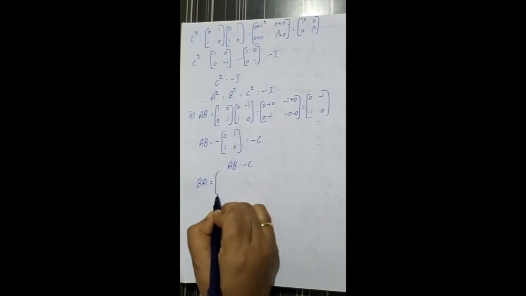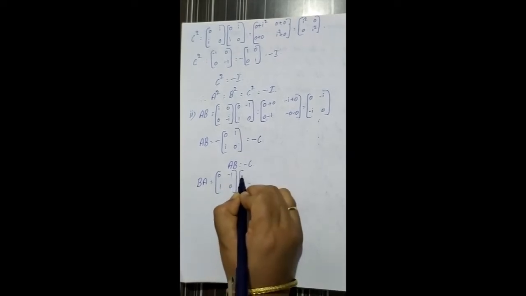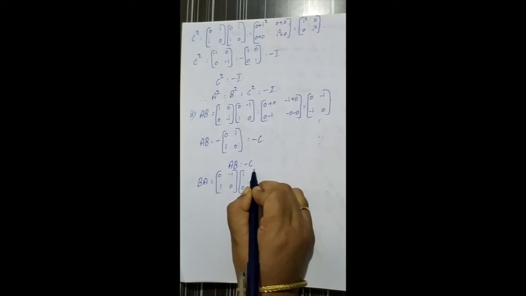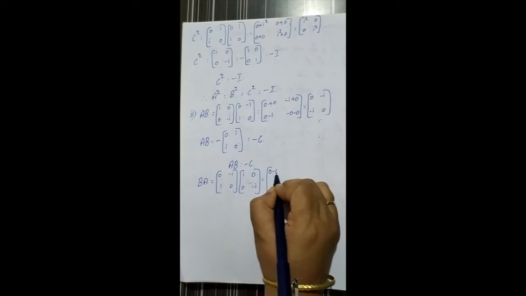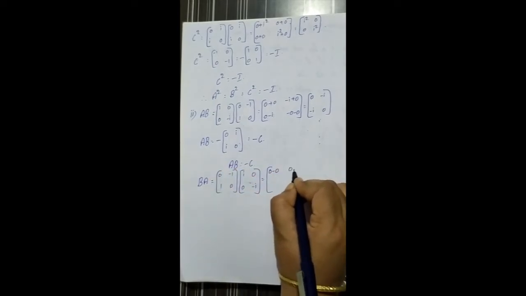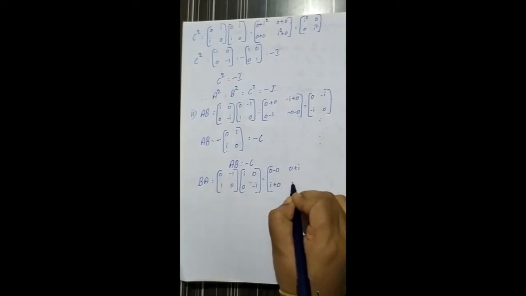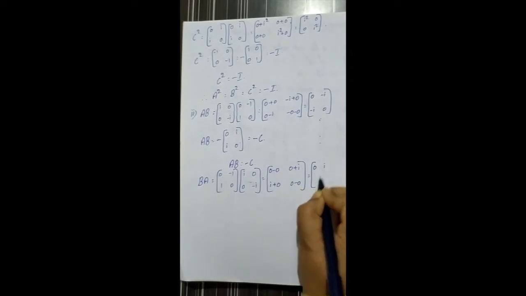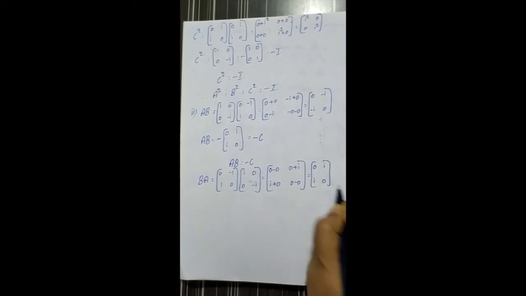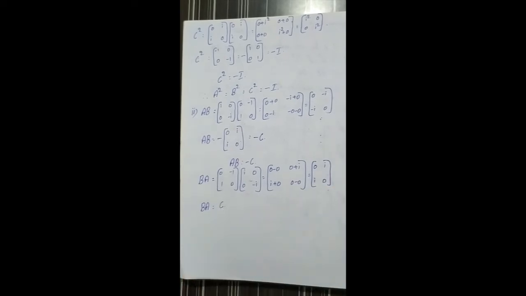BA equal to 0 minus 1, 1, 0. A matrix is I 0, 0 minus I. That is equal to 0 minus 0, 0 plus I, plus 0, 0 minus 0. That is equal to 0 I 0. That is BA equal to, this matrix is C. Then BA equal to C.